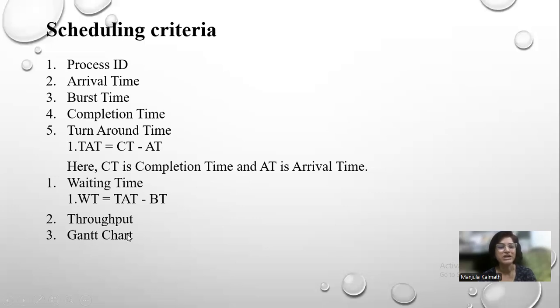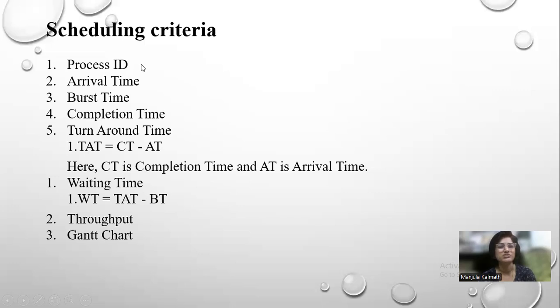Then the Gantt chart is used to find the time taken to complete the execution of a particular process. When it is completed, that time will be noted with the Gantt chart. So here we have different scheduling criteria.